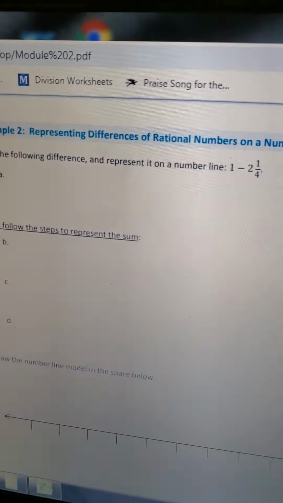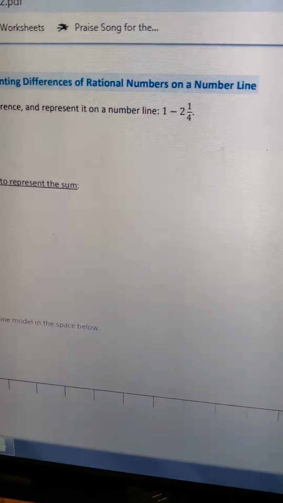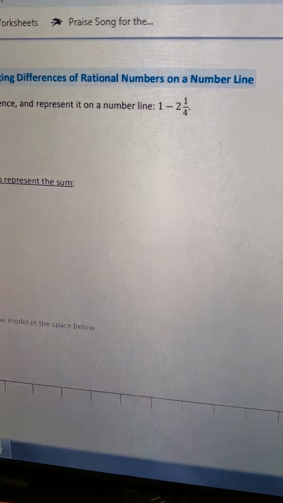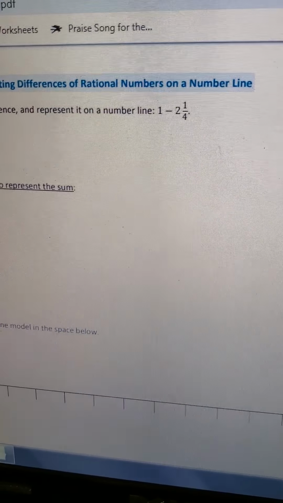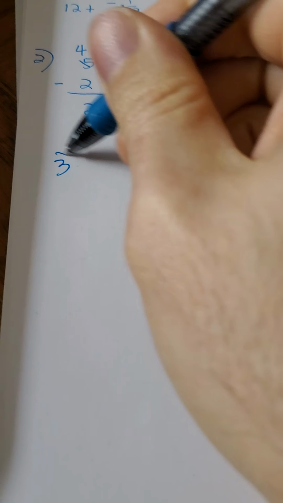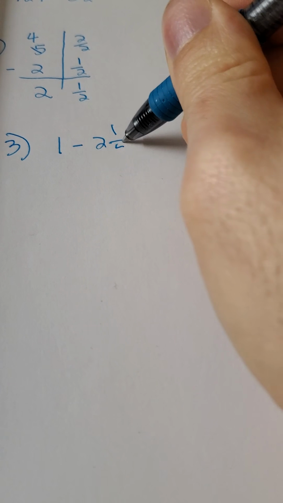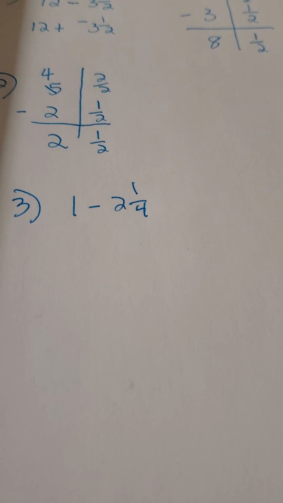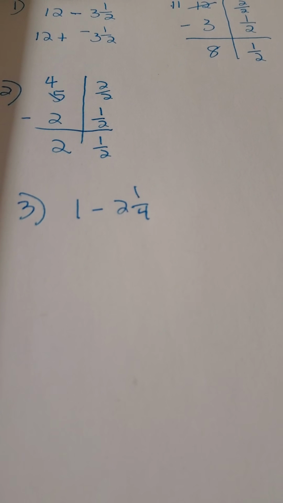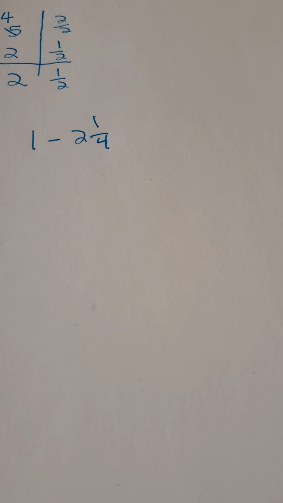It says, find the following difference and represent it on the number line. Okay, so once again, we're just going to work this out. So this is 1 minus 2.25, or 2 1/4. So let's write that out really quickly over here. So we have 1 minus 2 1/4. We wrote it exactly as it's written. You cannot reverse these numbers because it is a subtraction problem. In an addition problem, you can do whatever you want.